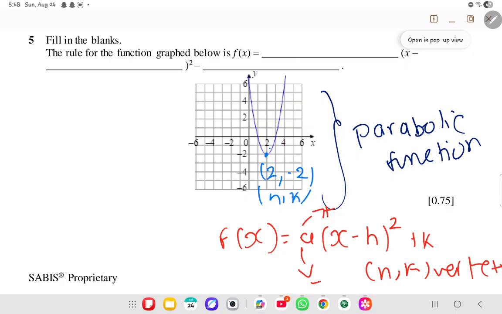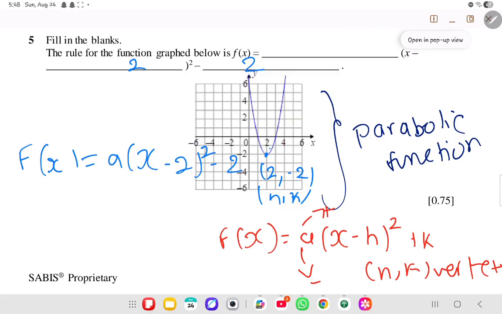So that means the basic equation is going to be what? It's going to be f(x) is equal to a times (x minus 2) squared, minus 2. So we already have this filled and this filled. Do not put minus 2 again because there's already a minus over here. Pay attention. Now, last thing we need to do is find the a.